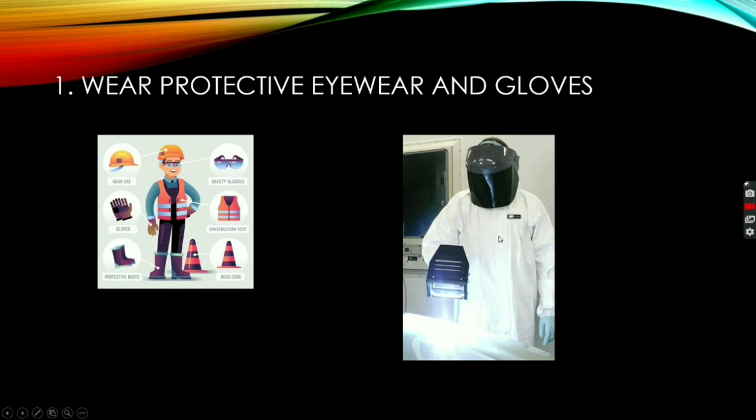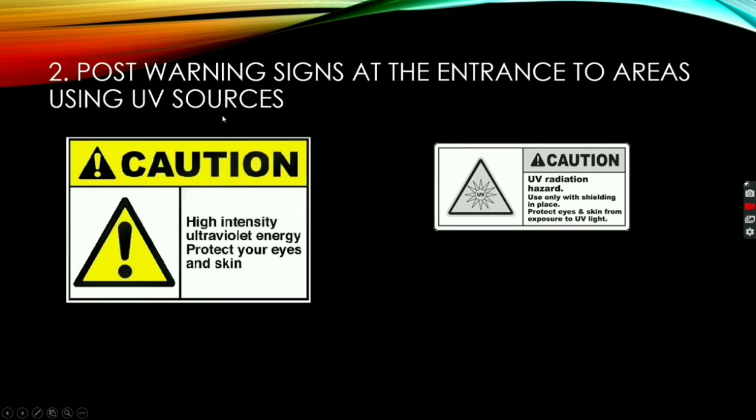The next one is we have to post warning signs at the entrance to areas using UV sources. It means that we have to put a warning sign outside the lab or room that has UV light in it. So these are examples of signs we have to put outside the lab.